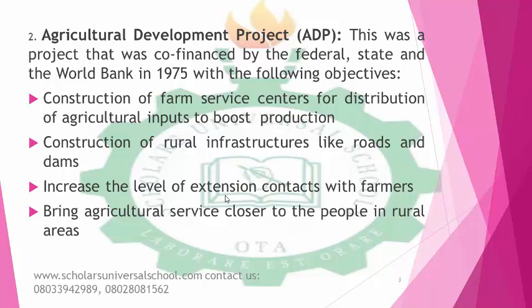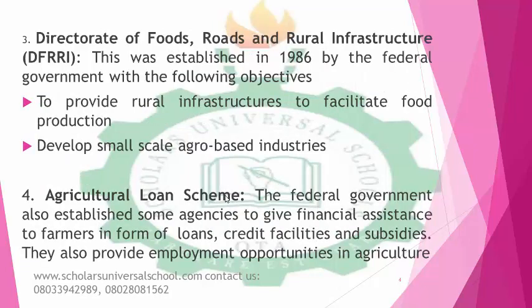Now, these are all objectives that the government intended to carry out under this policy. But as we know, despite the fact that they had this policy, we still have such problems facing the agricultural sector in the country, which means this policy actually was not implemented or actualized.